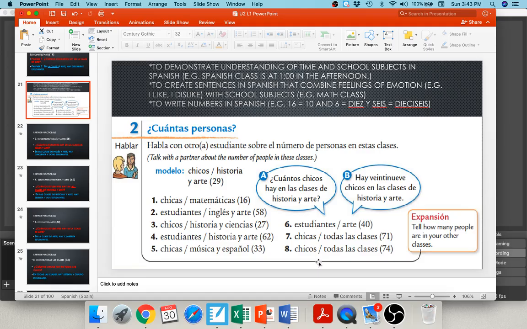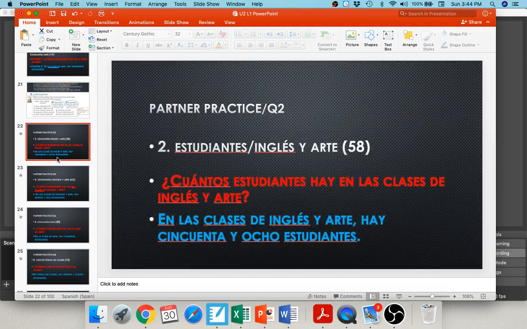Okay, here we go. So number 2, it gives us estudiantes, inglés y arte, and 58. Whoa. So we're trying to say that in the classes of English and art, there are 58 students. So notice we have multiple classes here. So instead of en la clase, I'm saying en las clases de inglés y arte, in the classes of English and art, there are 58 estudiantes. There are 58, written as cincuenta y ocho, 8.